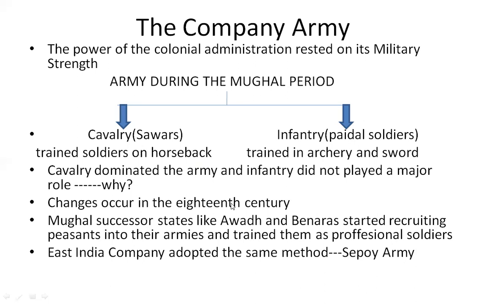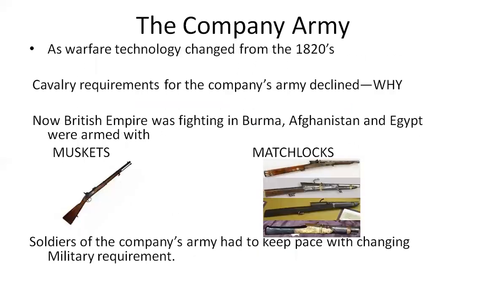Changes occurred after the 18th century. Mughal successor states like Awadh and Banaras started recruiting peasants into their armies. So they started training small farmers and recruiting them into their armies. The East India Company adopted the same method, and they formed the Sepoy army, meaning the Sipahi army.